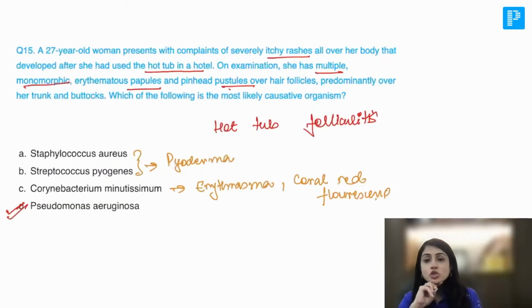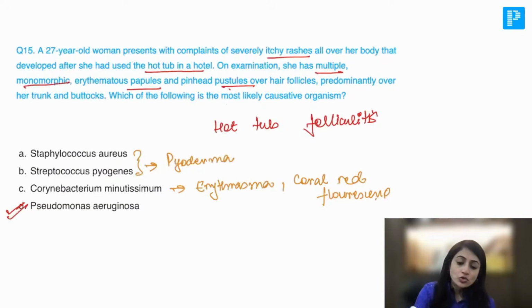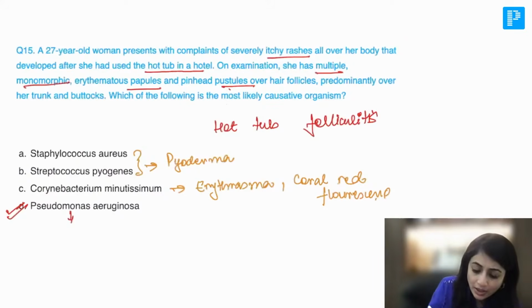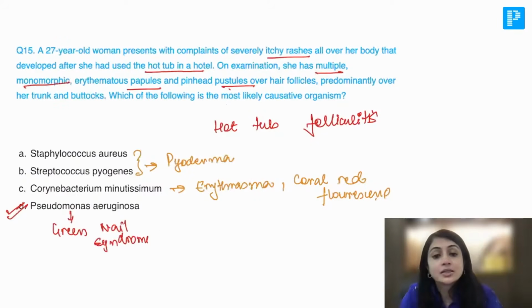What else does Pseudomonas cause? Pseudomonas causes few infections in the skin. Apart from hot tub folliculitis, what is a common infection which is caused by Pseudomonas aeruginosa? It causes green nail syndrome. Just saying ecthyma won't suffice. What kind of ecthyma? Because ecthyma is caused by 3 different organisms.